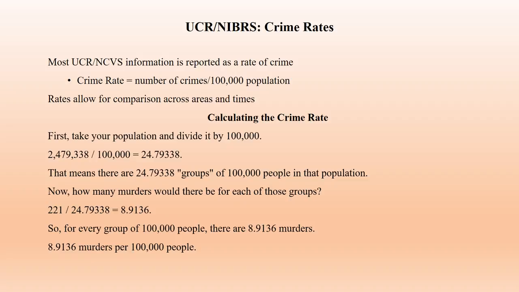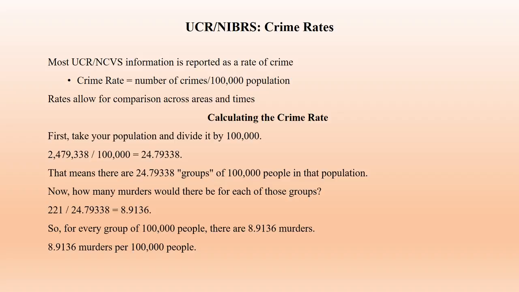First, you need to take your population and divide it by 100,000. Previously we said the crime rate equals number of crimes divided by 100,000 population. So let's use these numbers as an example. We have a population of 2,479,338. And out of that population, we want to see how many murders there are per 100,000.